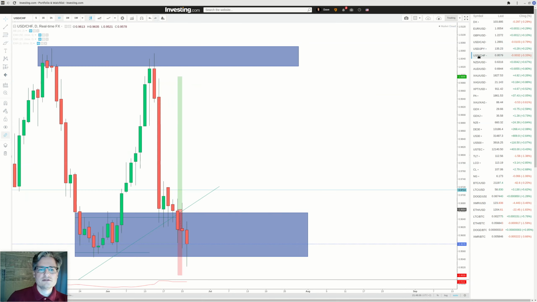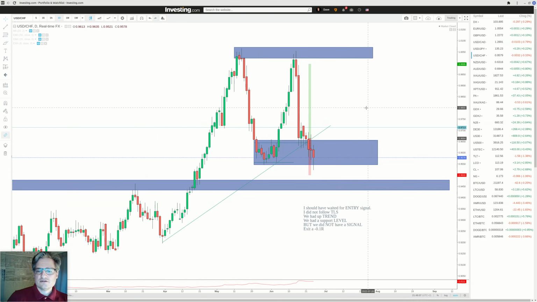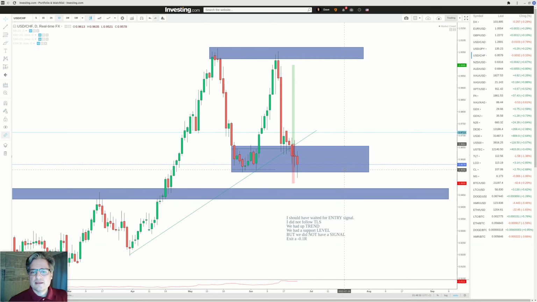Moving on to the Swiss franc. So I placed this trade here on the Swiss franc that you can see here, and then I bailed out when I realized that I did not follow my rules correctly. So I always like to see a trend. Well, we have a trend here, and I like to see a level that I can trade off. Well, we have a level right here, and based on that I got in.